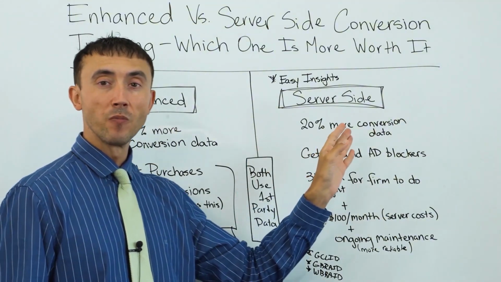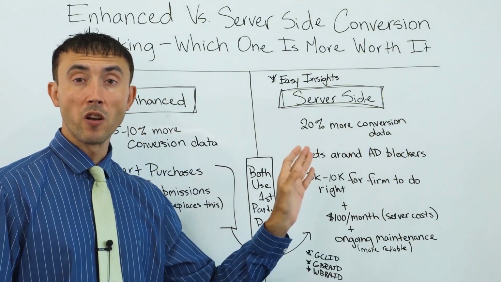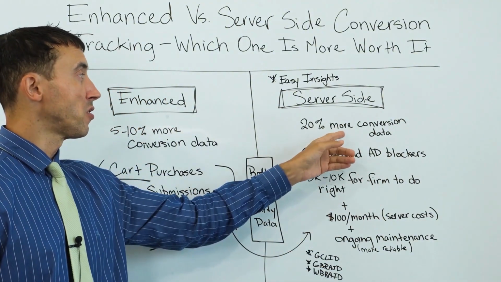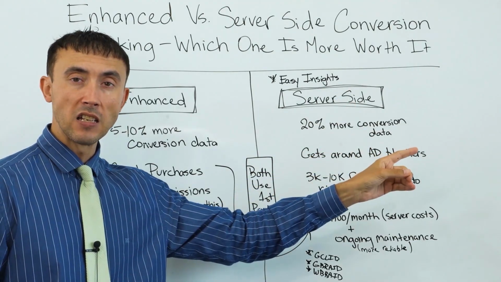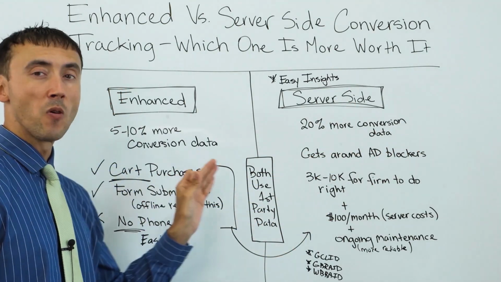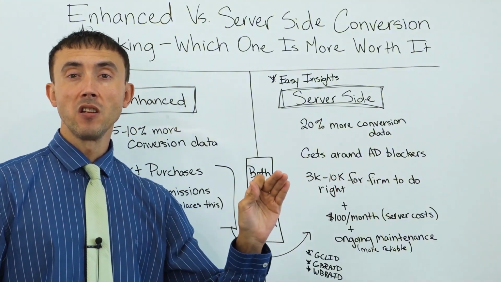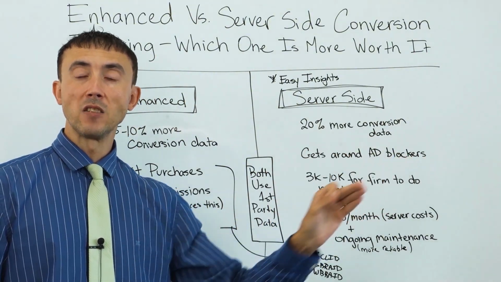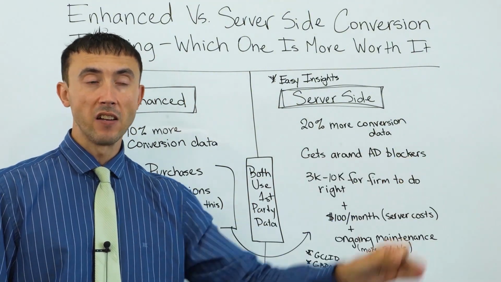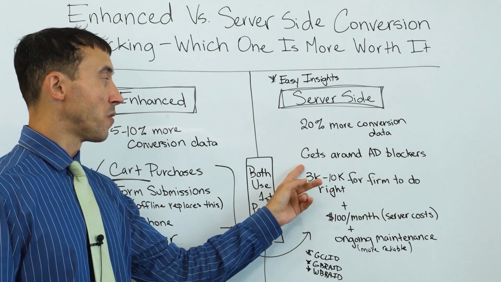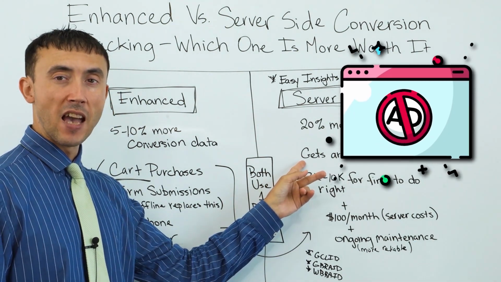So you could be getting upwards of 30% more conversion data by using server-side tracking, sending the Google Click ID, and sending the phone number and email address to enhance the conversion stream that you're sending to Google Ads via their conversions API here, okay? Server-side tracking gets around the pesky ad blockers.